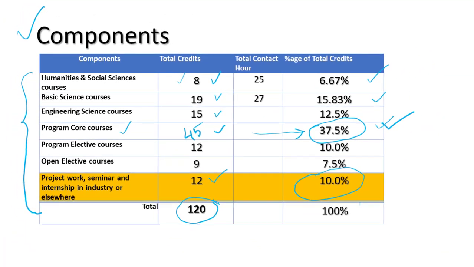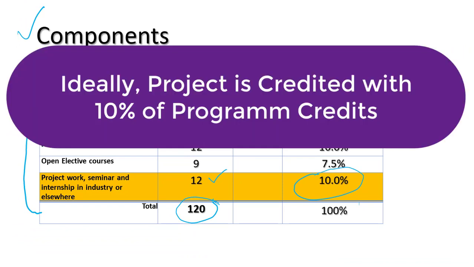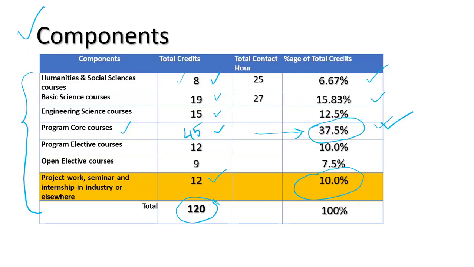This table will be used by the visiting team to assess the component quality of the curriculum. Component guidelines are provided by AICTE. There should not be much deviation from the guidelines given by the AICTE.